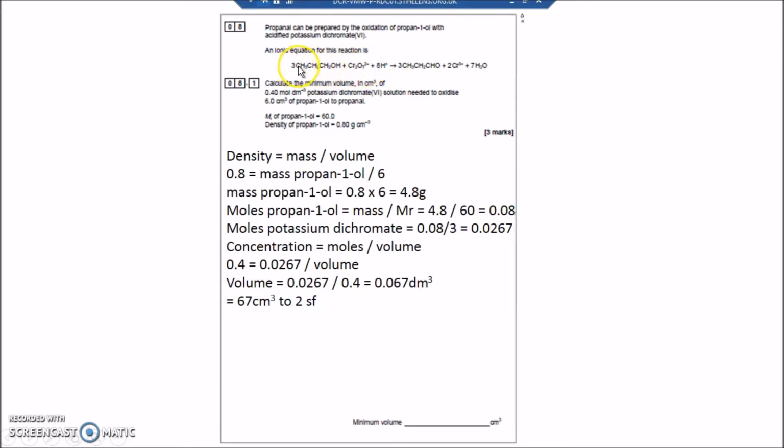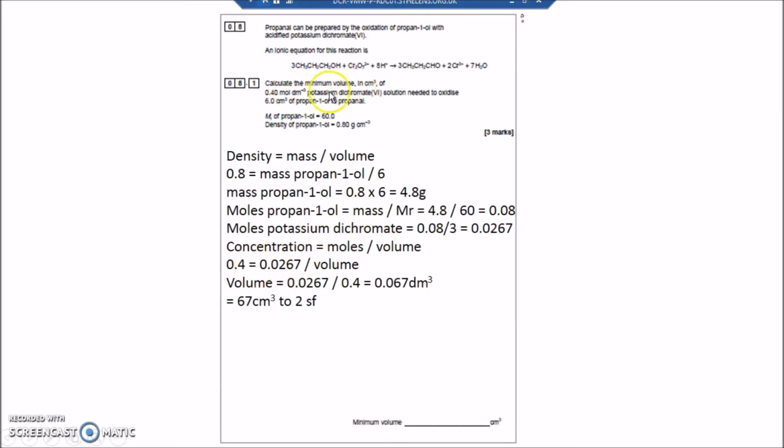Now I refer back to my equation. 3 moles of propan-1-ol react with 1 mole of, that's the potassium dichromate there, Cr2O7 2- as an ion. So 3 moles of propan-1-ol react with 1 of potassium dichromate. So if I take this number 0.08 and divide by 3, 0.0267 is the number of moles of potassium dichromate that I've got. Concentration is moles divided by volume.